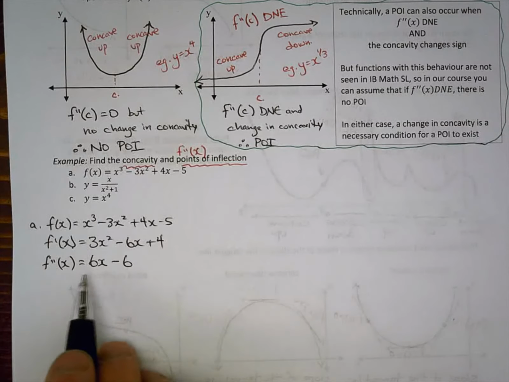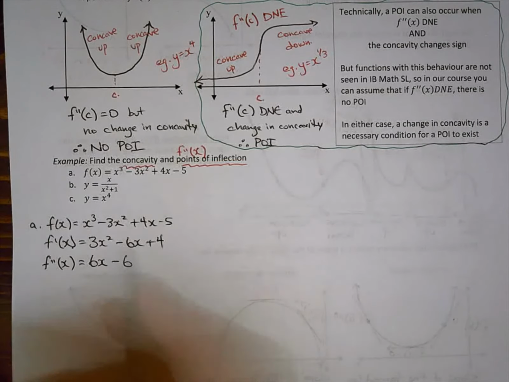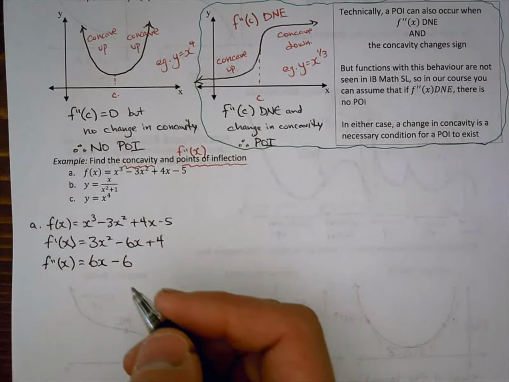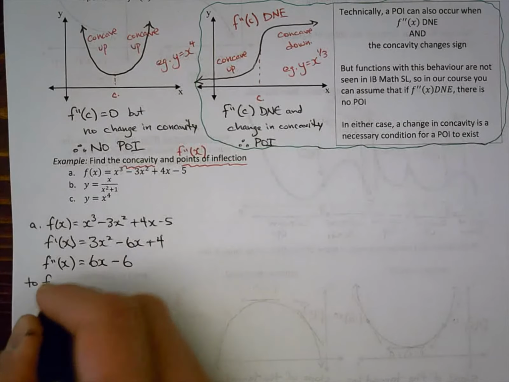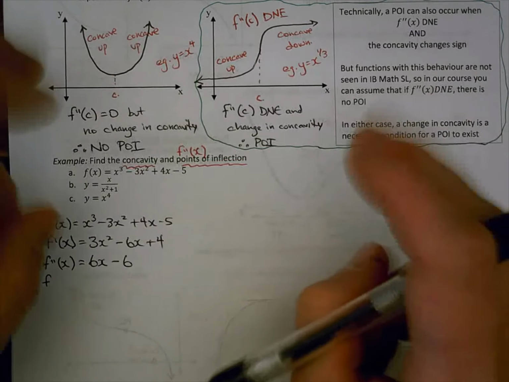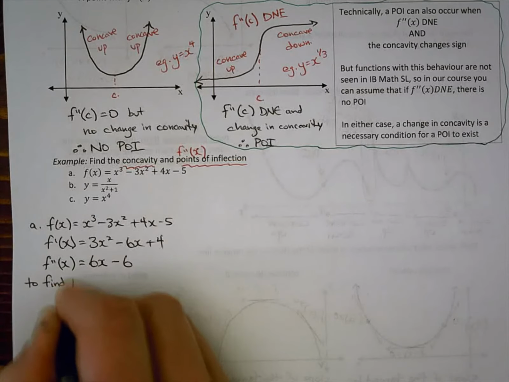Now I have to look at the sign. Remember, if it's positive, I know it's concave up. If this is positive, it's concave up. If it's negative, it's concave down. So really, I'm doing the same strategy I did in the last few lessons. I need to find these so-called, and I put this in brackets, critical points. We don't call them critical points. I call them possible POIs.